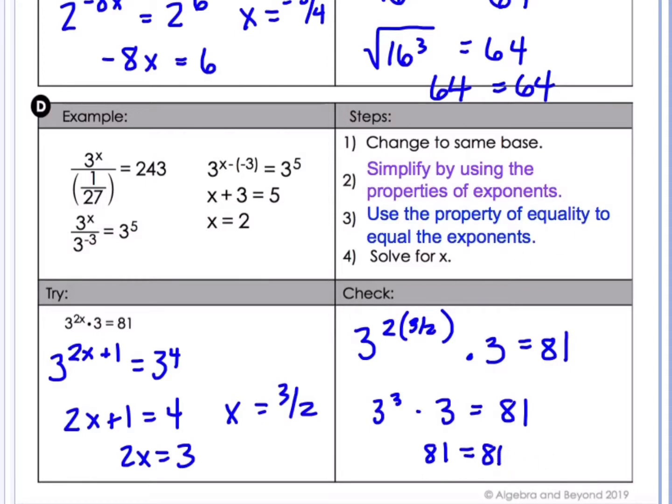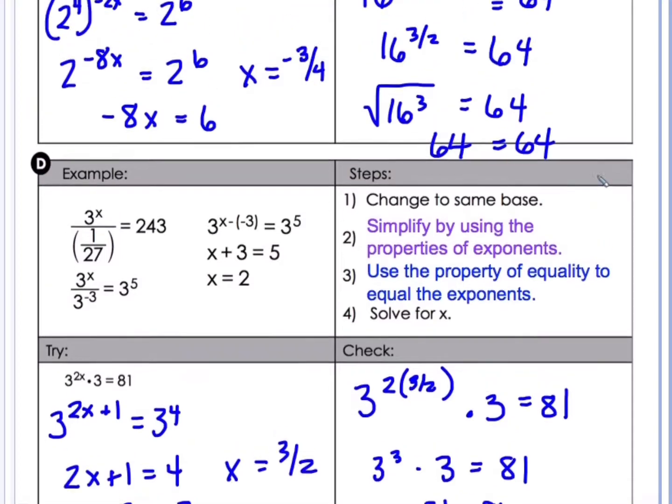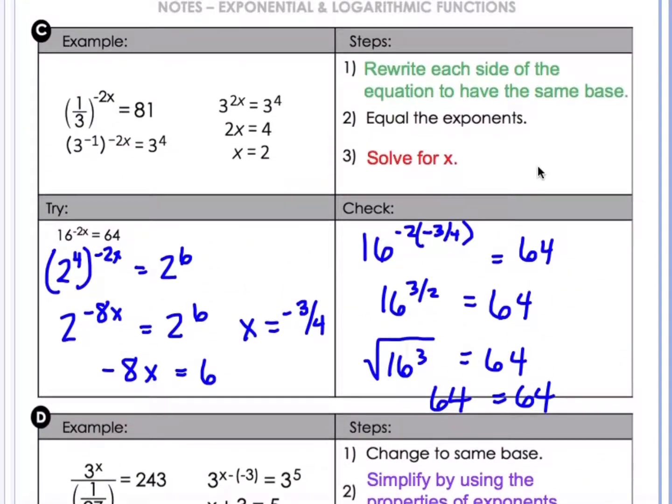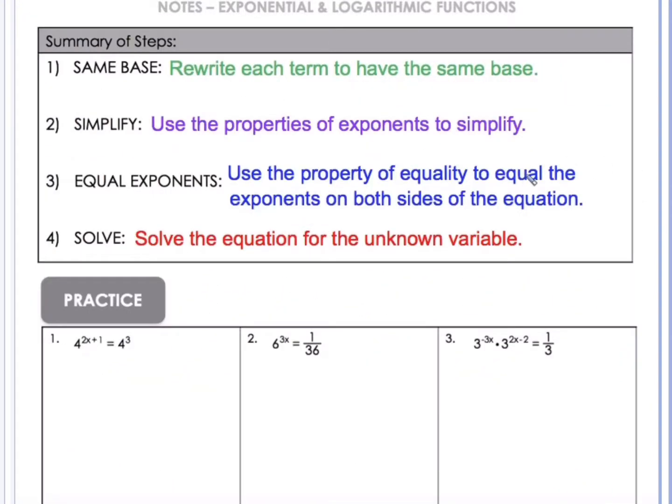I want to look at one more page. And I want to just kind of go over the summary of the steps, and we can see that the first one would be rewriting to have the same base on both sides of the equation, and then simplify using the properties of exponents, and then from there you will equal the exponents and then solve for x. Those are the 4 main steps you need to understand in order to solve exponential equations with the same base.